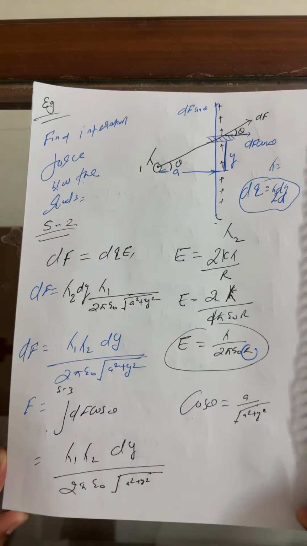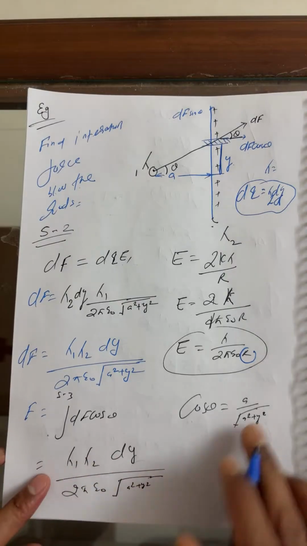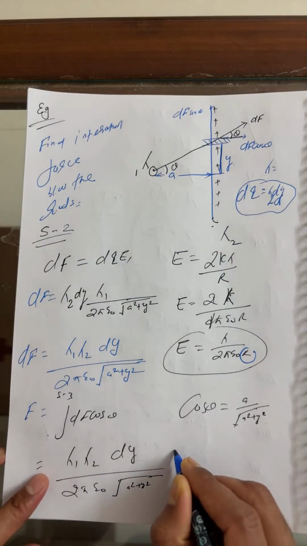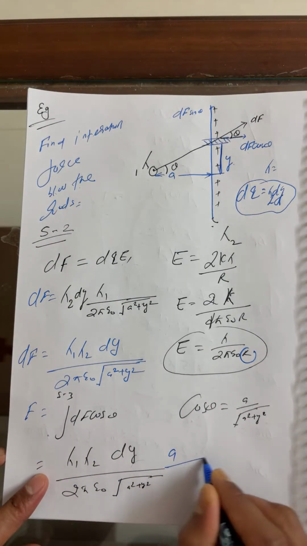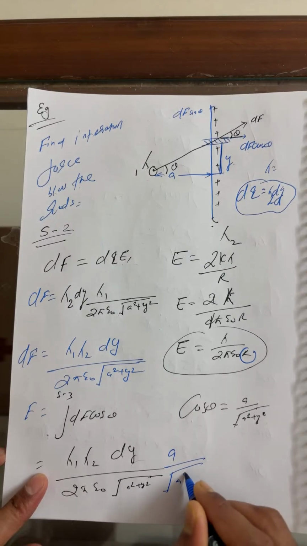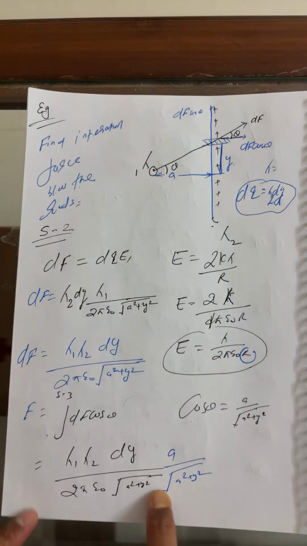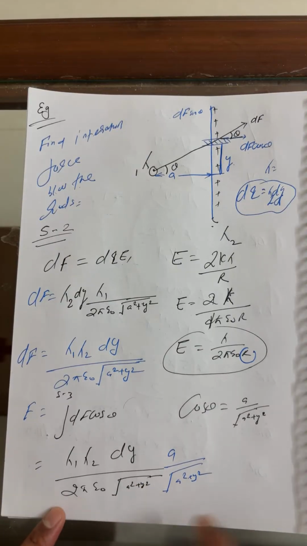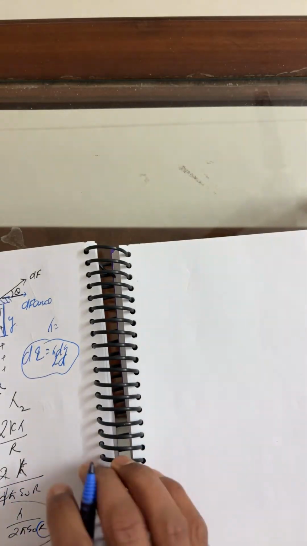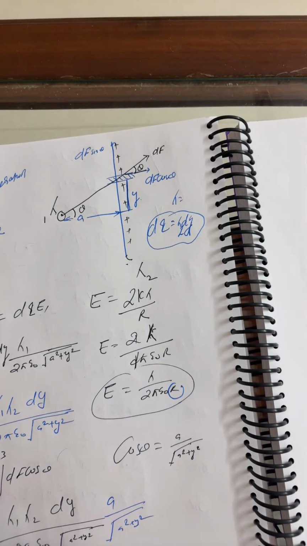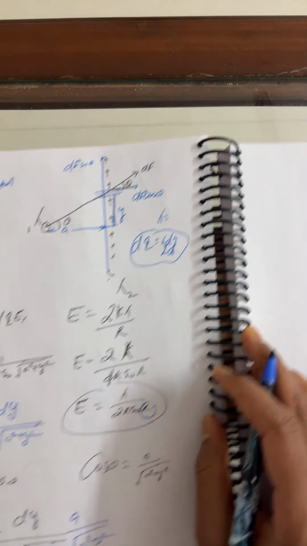I hope you're getting my point. Right, my dear? So just this way, looking right over here, a upon root of a square plus y square. Just multiply this one here. So finally, I can write the expression of force, and for the limit I can apply minus infinity to plus infinity.